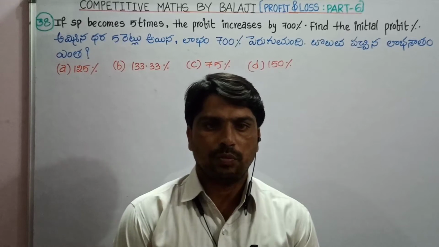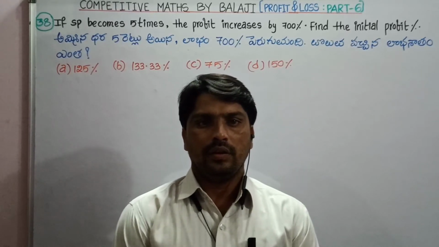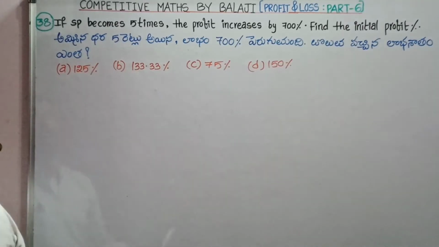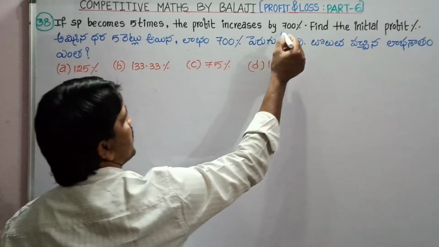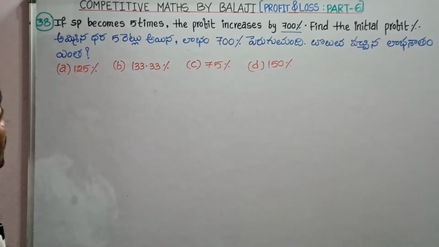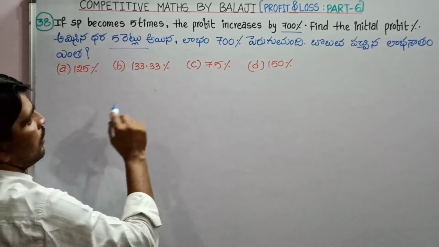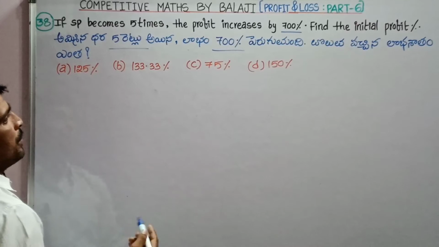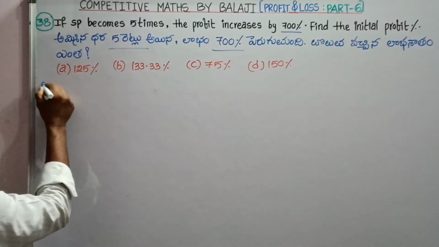Today we are going to look at part 6 of profit and loss, and the question number is 38. Question number 38: If SP becomes 5 times, the profit increases by 700%. Find the initial profit. Okay. Solution.